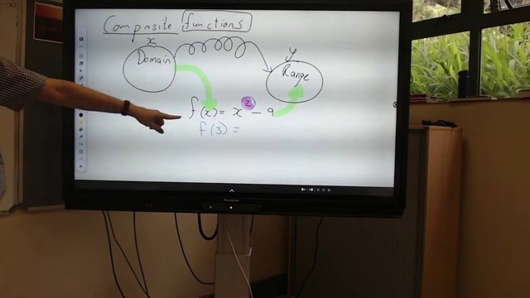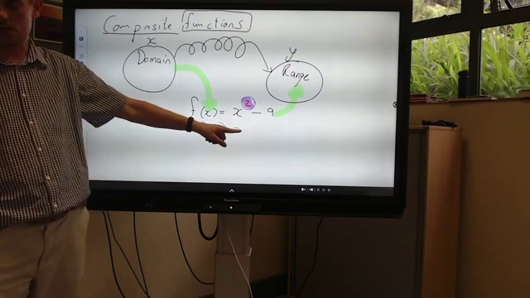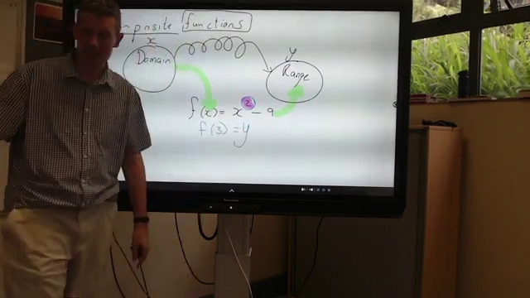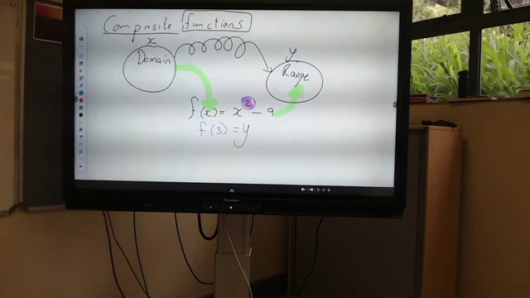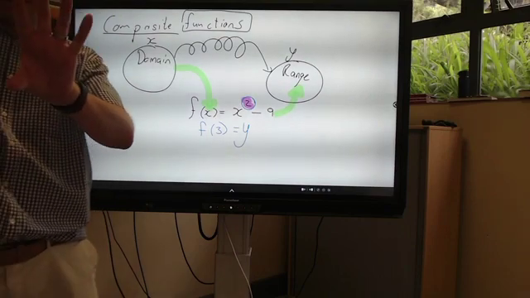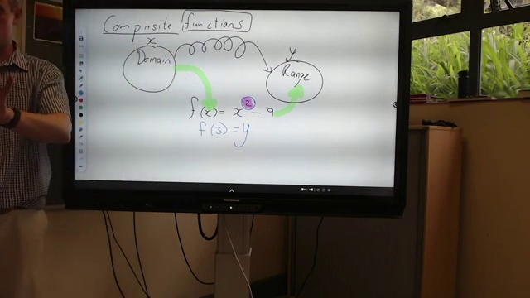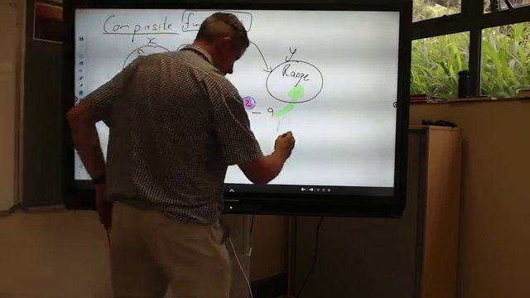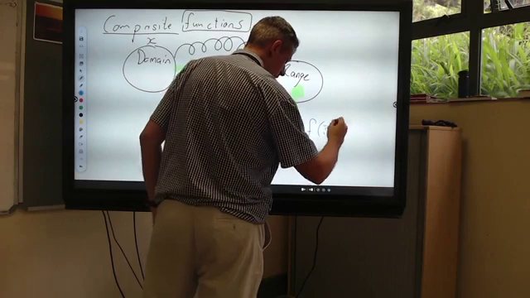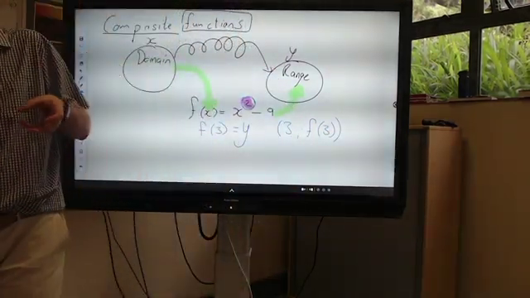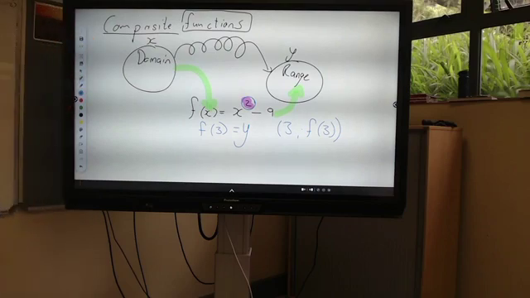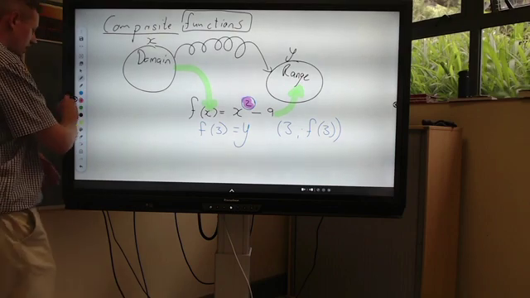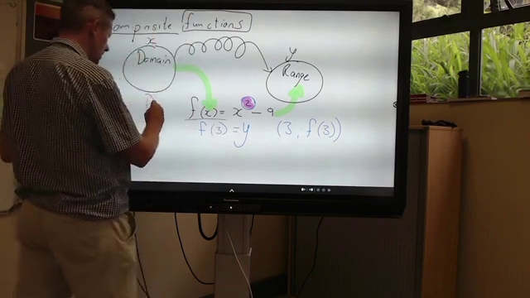Whenever I put x equal to 3, the answer is going to be the y value when x is 3. f of 3 means the y value of the function when x is equal to 3. So this is a set of coordinates: 3, f of 3. So whenever we talk about f of 3 or g of 3 or h of 3, we're talking about position. Okay? That gives me position.